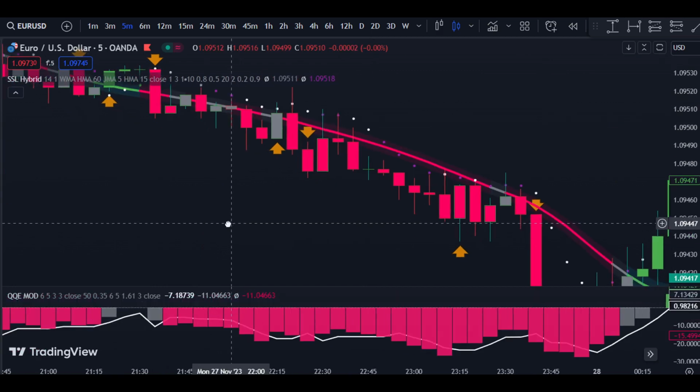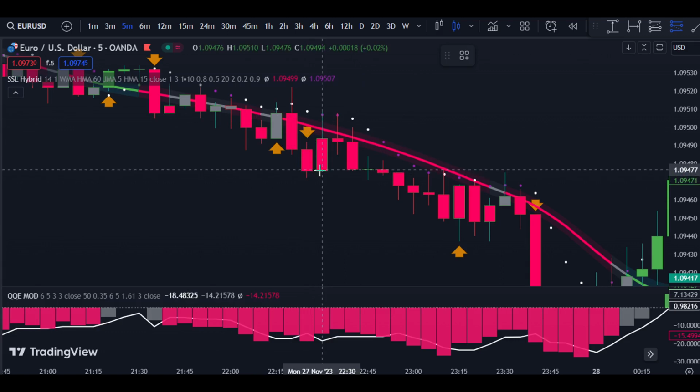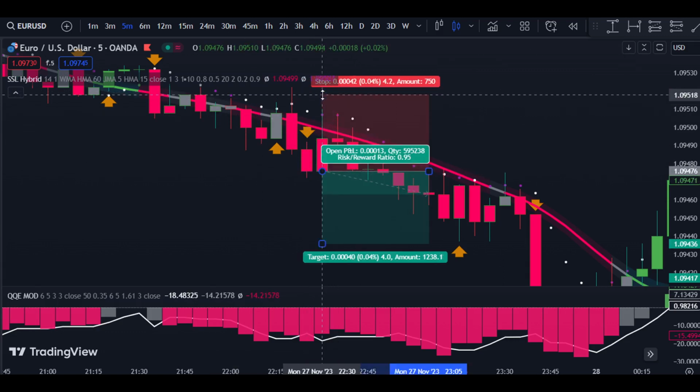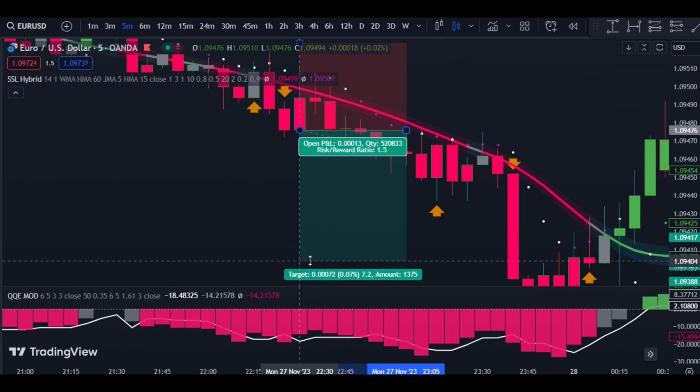So for a short position, of course, we're going to do the opposite. Everything has to be in the red, and then we're going to wait for a down arrow indication. That's going to tell us that we need to take a short. So we're going to wait for the close of the bar, and we set the stop loss a few points above the swing high. And with the risk reward ratio of 1.5, you can see that we hit our profit target.